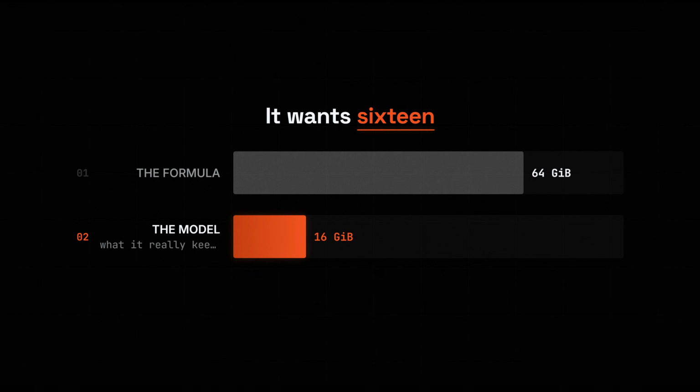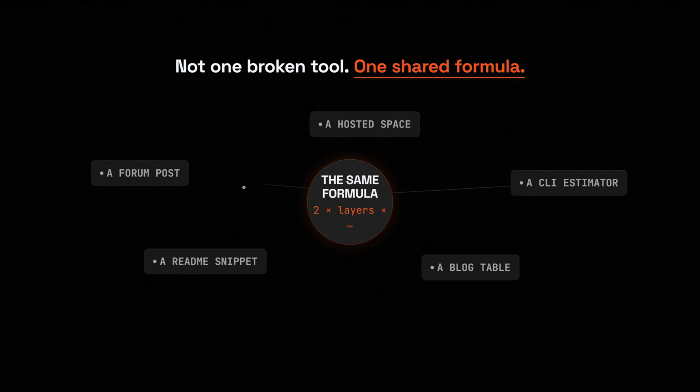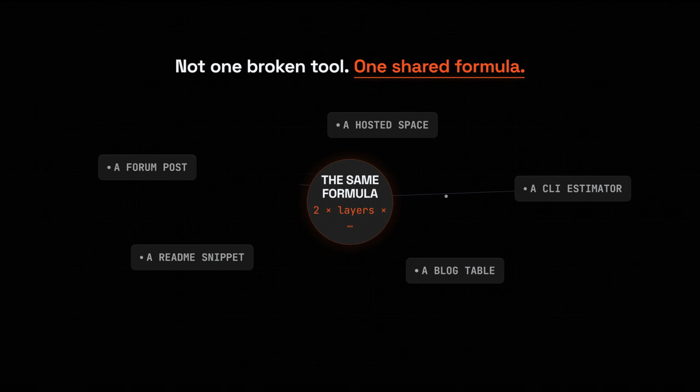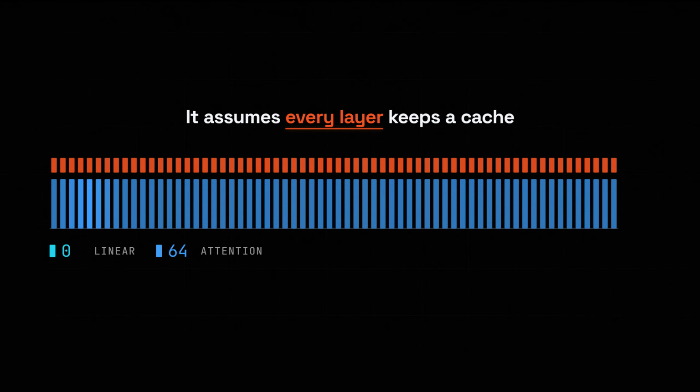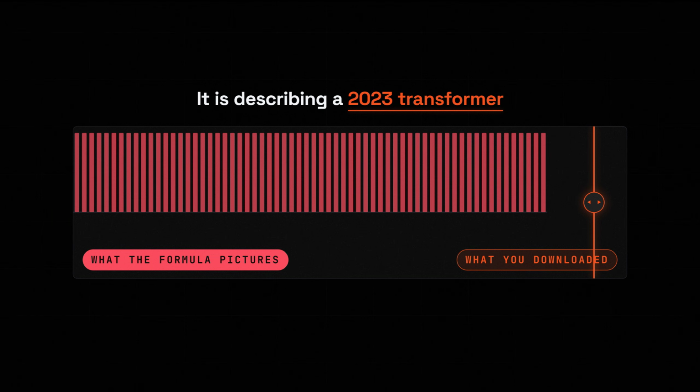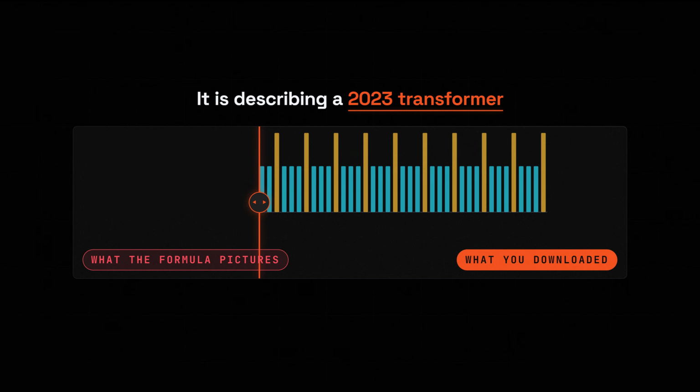Using the formula that every calculator on the internet runs, that is not one broken tool. Every calculator you have pasted a model name into computes the same thing the same way. They all assume every layer in the model keeps a cache. For most models you would download this year, that is false. So the number on your screen is not describing your model. It is describing a transformer from 2023.